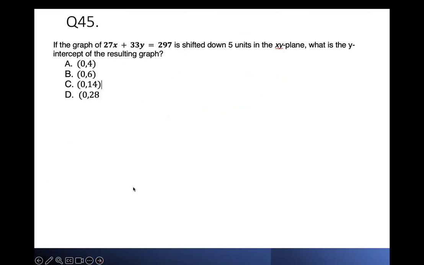In the graph of this, it shifted down 5 units. That's something you can mix up so easily. When a graph is shifted down, be careful. Down is only talking about the y-axis. What is the y-intercept of the graph? Don't make any complicated equation. Don't simplify it. I want you to stop the video and listen to this strategy.